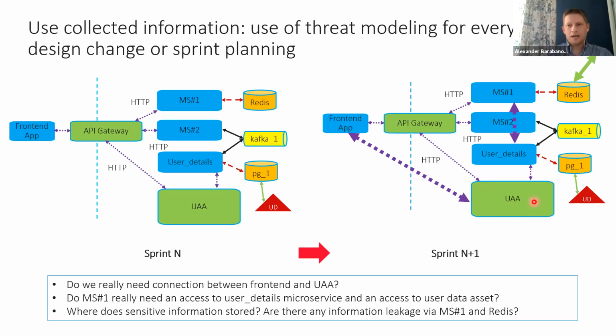authorization service? Does microservice number one really need access to the user details microservice and access to user data? Where is sensitive information stored? Is information leakage via microservice one and Redis possible? So, by answering those questions, you can create some mitigation techniques and non-functional requirements in order to secure your application.